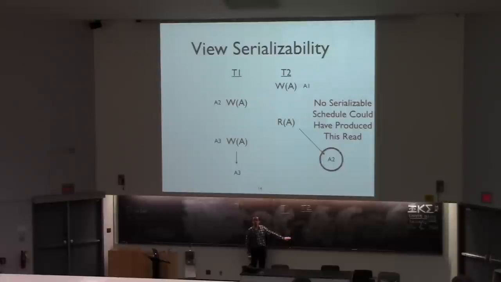Now assuming that we're executing these transactions in serial order, then I might read it in state one, I might read it in state three, but I'll never read it in state two, because that would require interleaving operations in my transaction. That said, what happens if I have another transaction show up and perform a write before transaction two reads, but after transaction one does its write? Is this schedule view serializable?